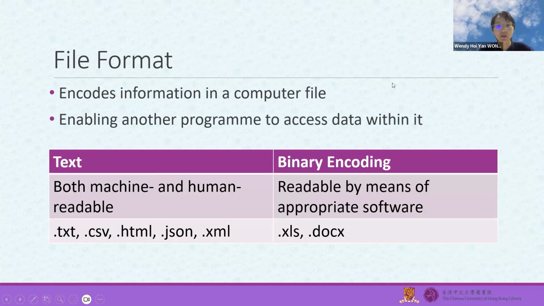For file formats, we strongly encourage you to use file formats which can be encoded in different formats. For example, text formats, it is good to use text format, CSV, HTML, JSON, or XML, which are machine and human readable. But XLS or DOCX are only readable by some very specific software, for example, a very specific type of Microsoft Word or Microsoft Excel.